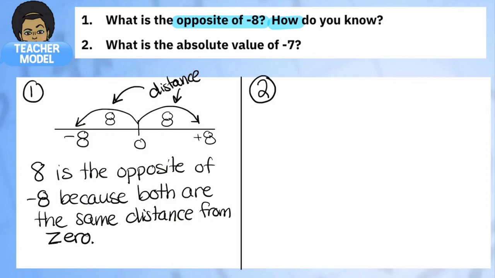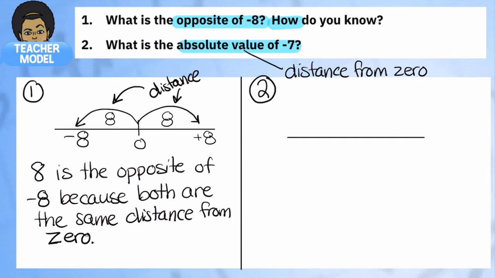Let's look at problem number 2. We want to know what is the absolute value of -7. And absolute value, again, talks about distance from zero. So I'm going to draw another line. Here's a 0. Here's -7. And I just want to know, how far away is this number from 0? And I know it is 7 away from 0. So that is the absolute value.